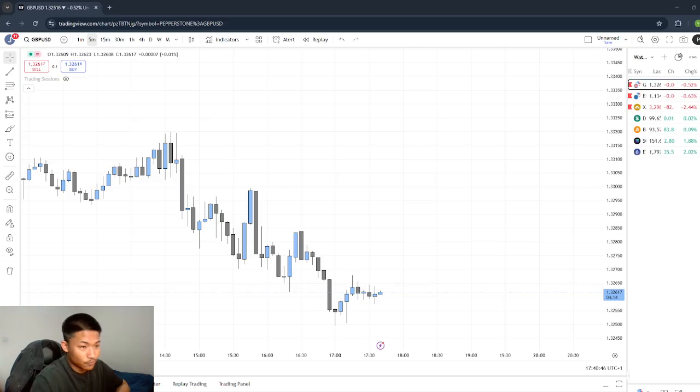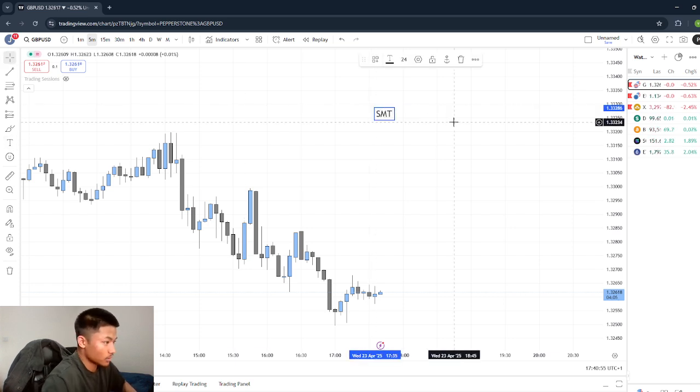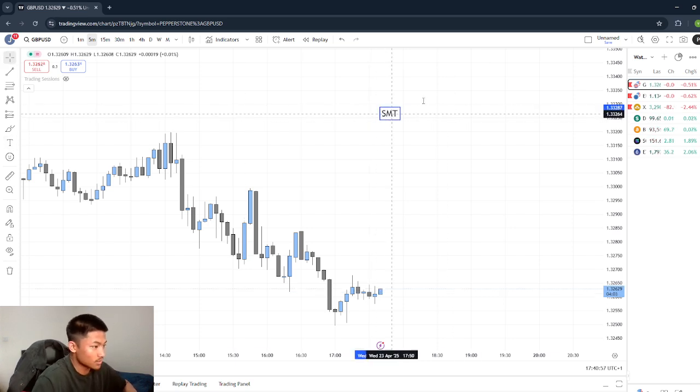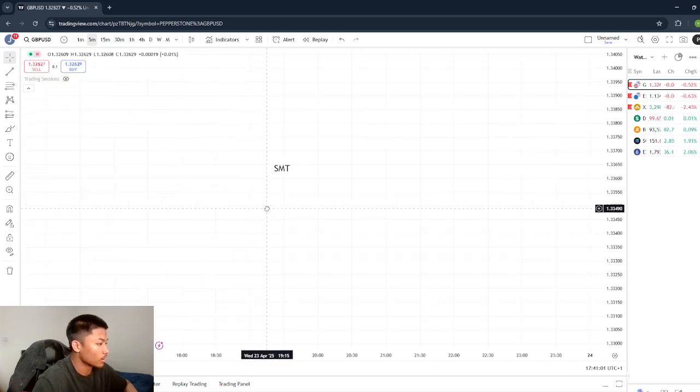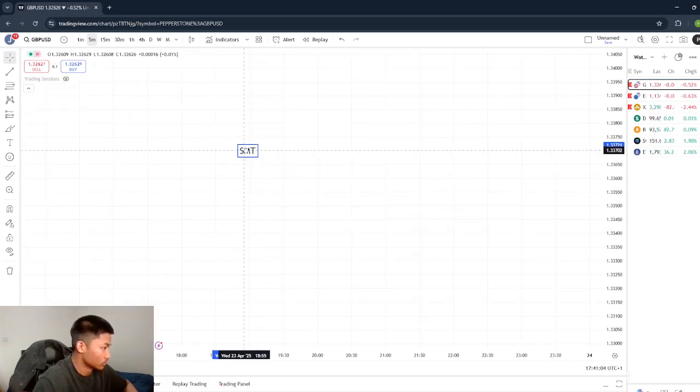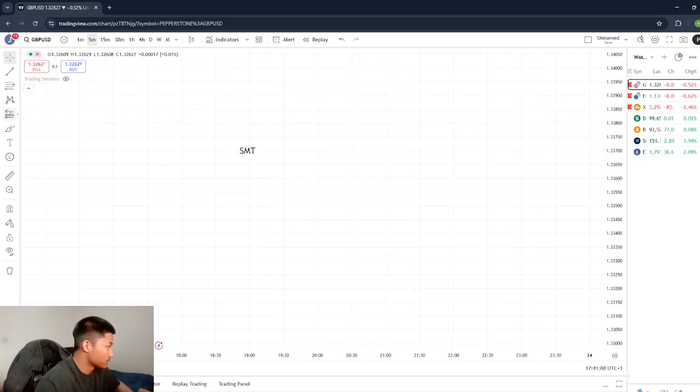And this is the last confluence we will be learning before we get into the real meaty stuff. And today's video will be on SMT. So SMT is an ICT concept where two positively correlated pairs go hand in hand.